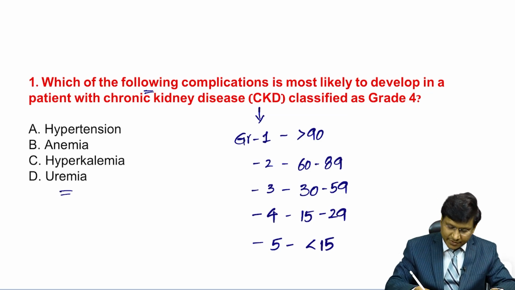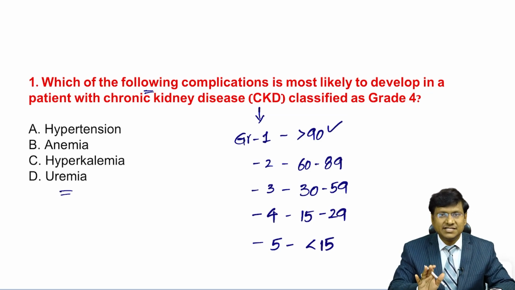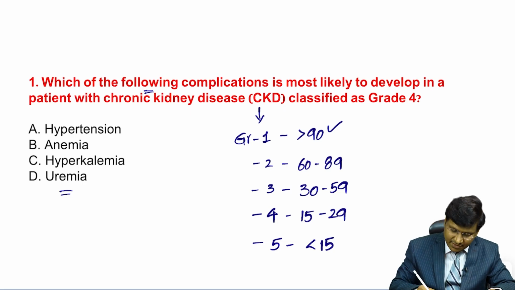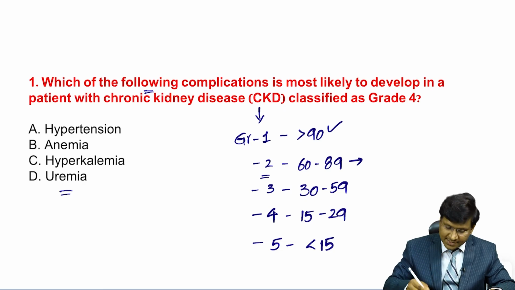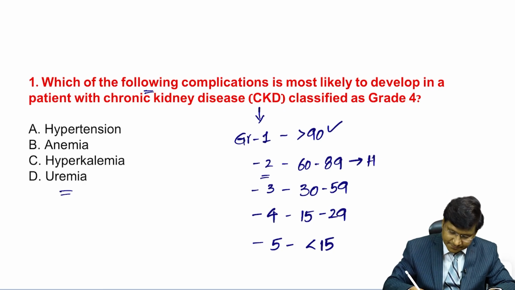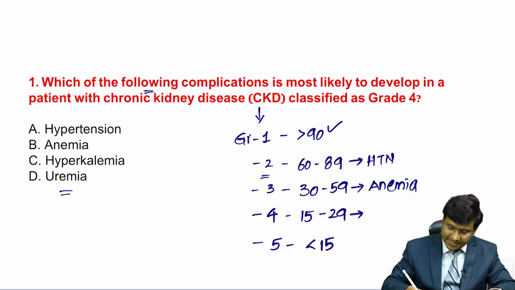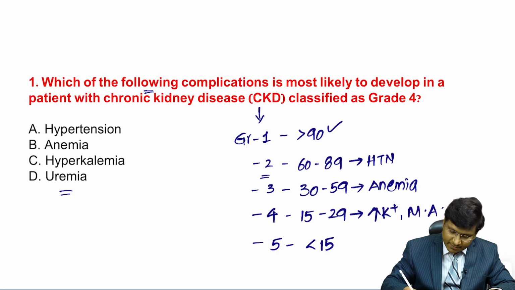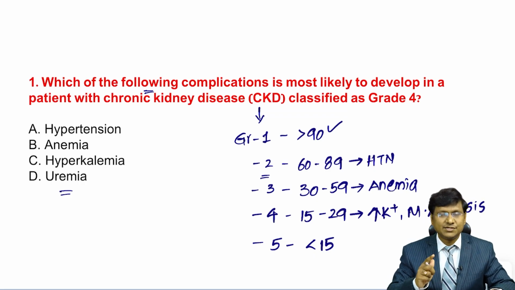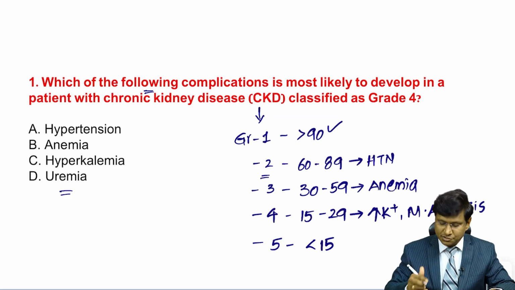Now, in grade 1, there is kidney damage, but the GFR is still maintained. Whereas in grade 2, there is a scope for the development of hypertension. In grade 3, these patients will develop anemia. In grade 4, there will be electrolyte abnormalities in the form of hyperkalemia, and there will also be metabolic acidosis. The metabolic acidosis is due to loss of bicarbonate and decreased excretion of ammonia.